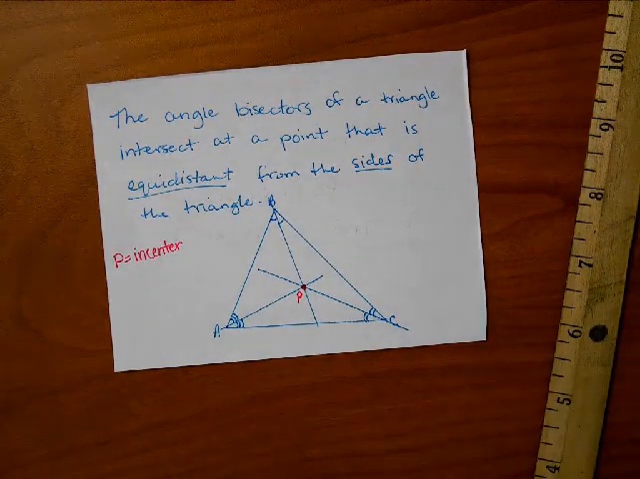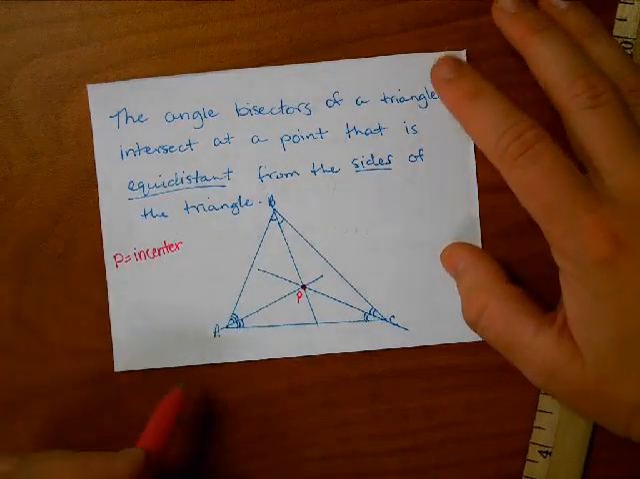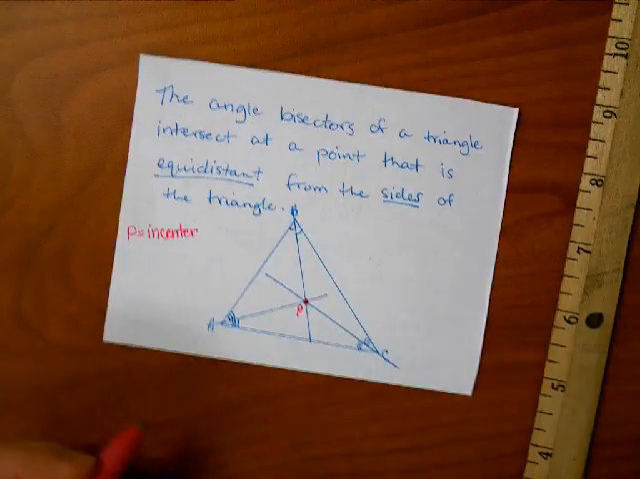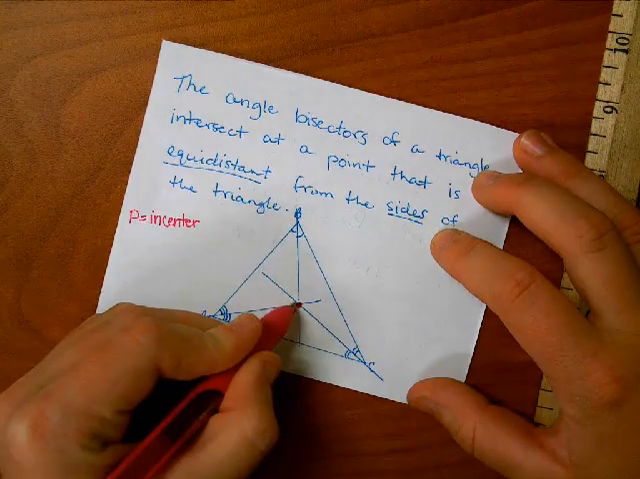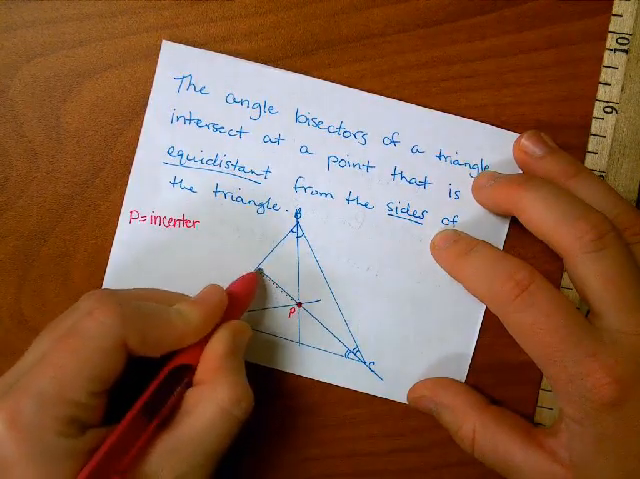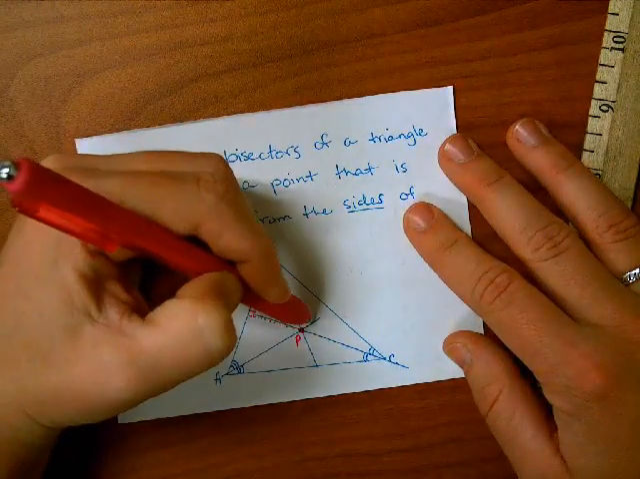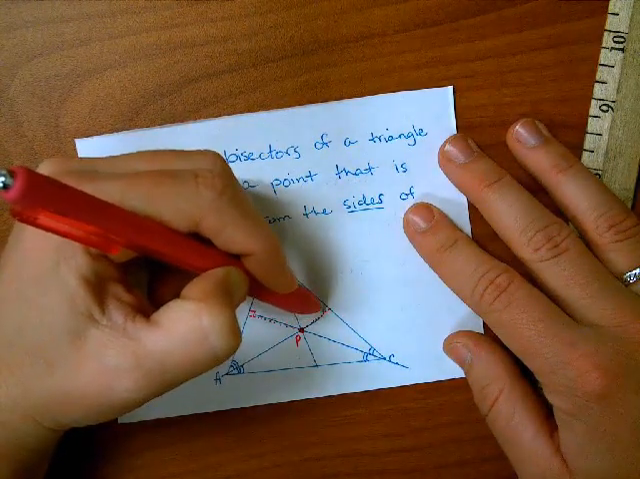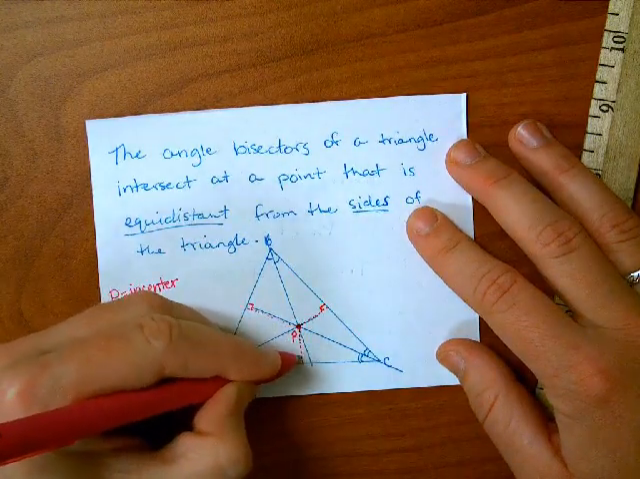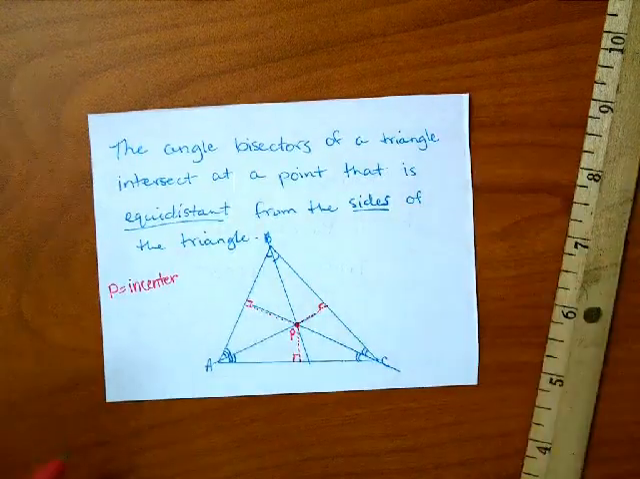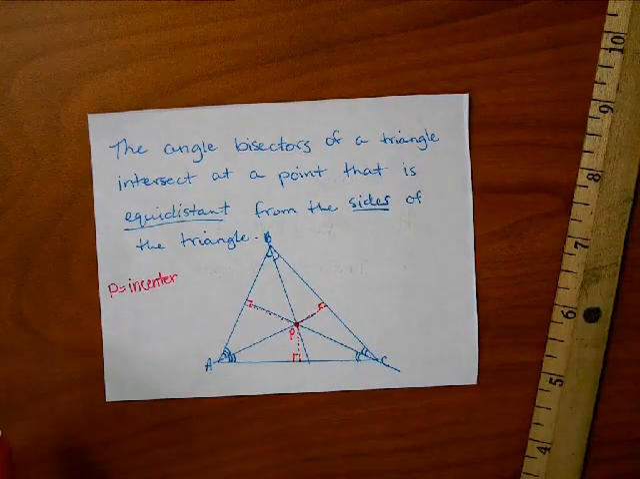Then according to our theorem here, our incenter is equidistant from the sides of our triangle. So that means that P here is the same distance from AB. Now distance always has to be measured with a right angle to show that it is the shortest distance. So P, and again it's not a perfectly drawn picture, would be the same distance from side AB as it is from BC as it is from AC.